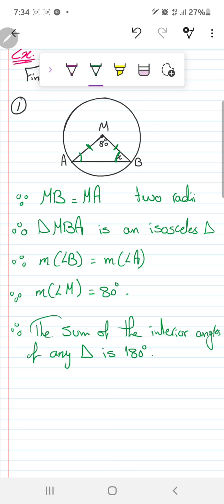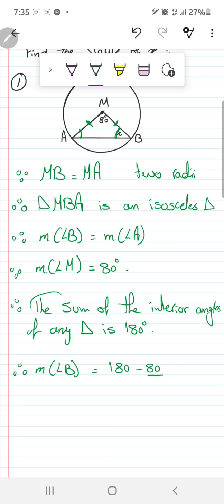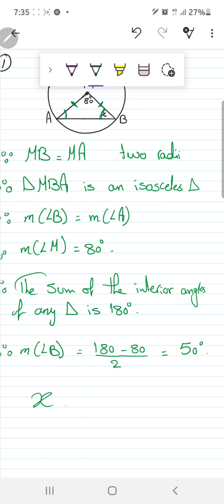So the measure of angle M plus the measure of angle B plus the measure of angle A is 180. So it's easy to get the measure of angle B equals (180 minus 80) divided by 2. It will be 50 degrees. So here the value of x equals 50 degrees.